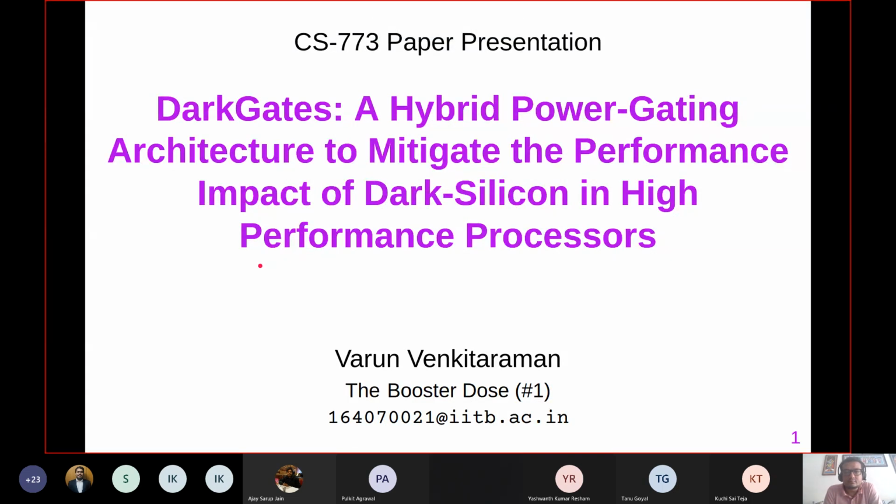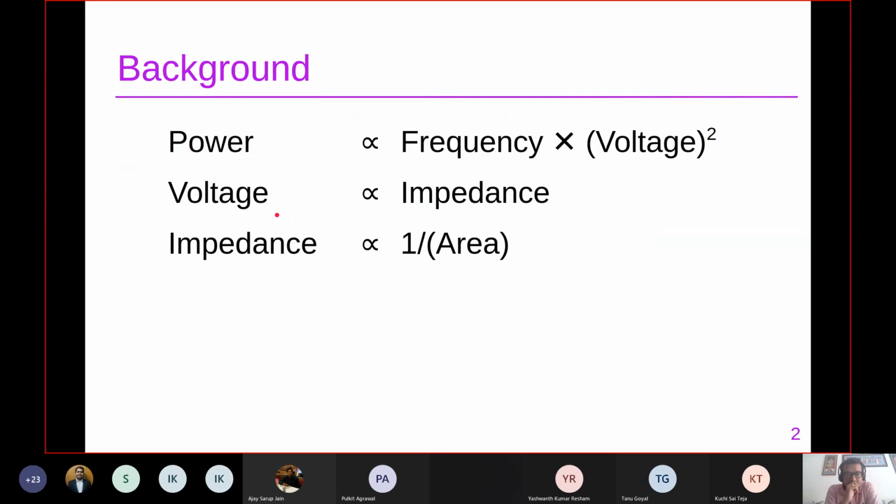Yeah, good afternoon, everyone. Myself, I'm Varun from Booster Dose, and I'm going to present a paper titled DarkGates, a hybrid power gating architecture to mitigate the performance impact of dark silicon in high performance processors.